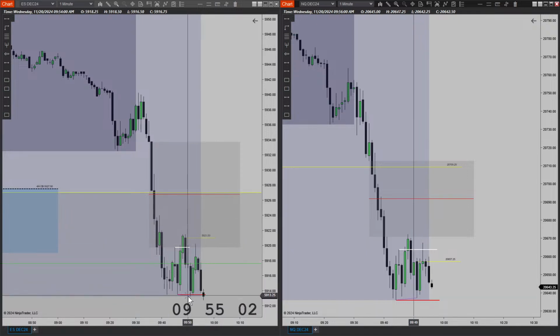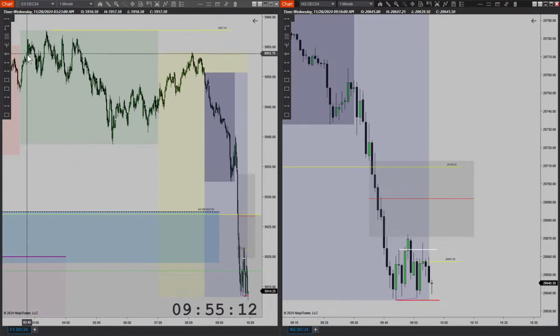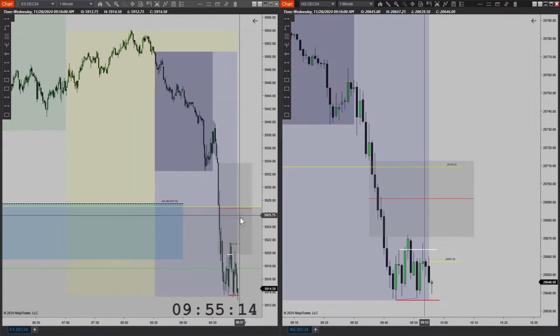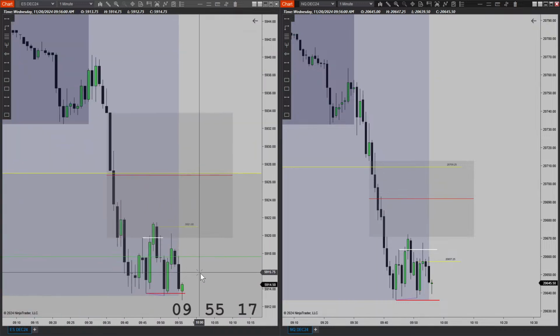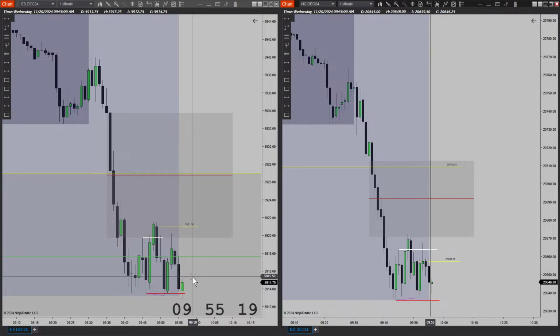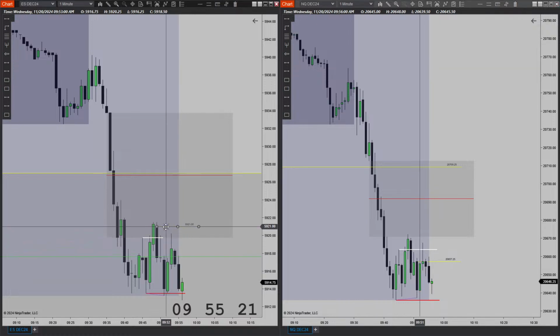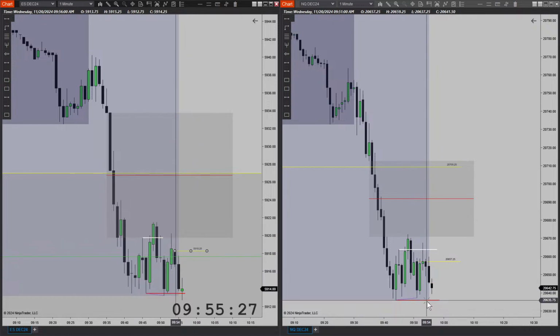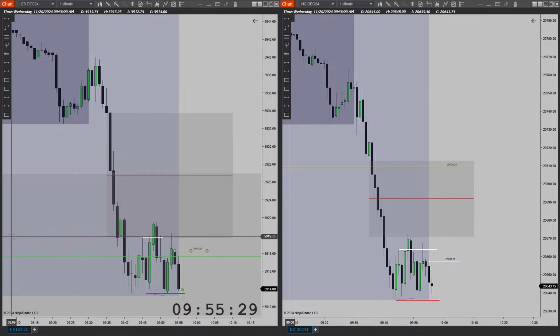So we're about to get a third sweep now, and again, that's a three drive pattern, just like the one I mentioned up here on the 1-hour. It's happening now on the 1-minute. So now, as you can see, NQ has not swept that low yet. It hasn't swept this low, so we're still in business here.